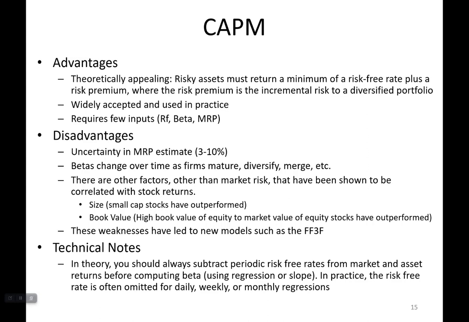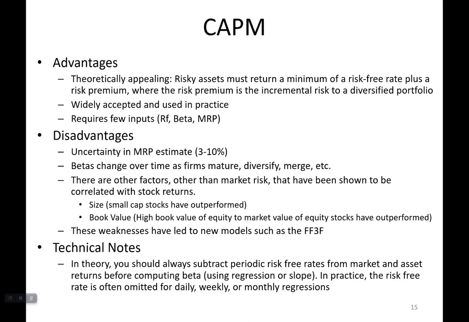Another advantage of this is it's widely used. So if everyone else is using it and it's wrong, you probably won't lose your job. And it requires few inputs. I just need treasury rates, which are easily observed, RF. I need a beta, which can be calculated relatively easily using a few years of market and stock returns. And then I need a market risk premium, which is a little bit tough. The market risk premiums, again, I've seen estimates of 3 to 10% or 3 to 8% probably.